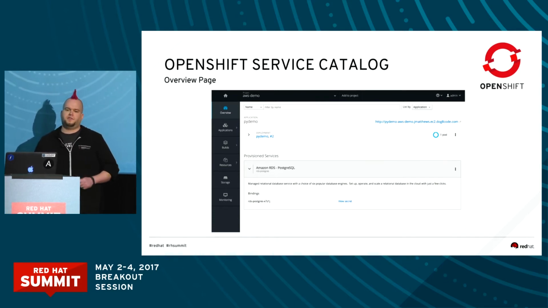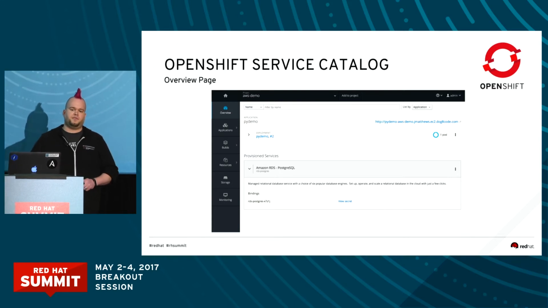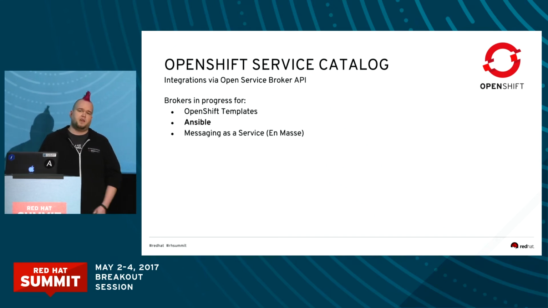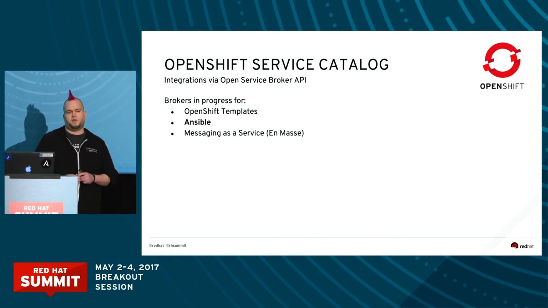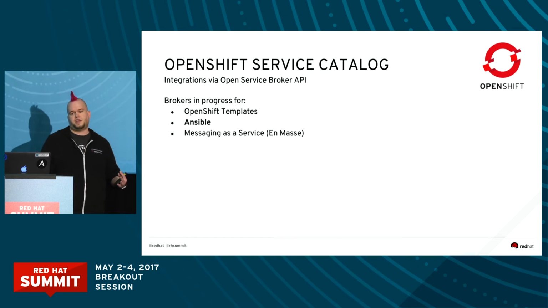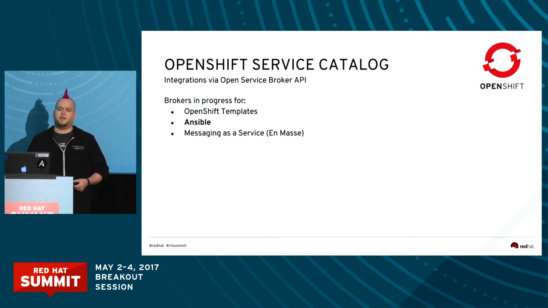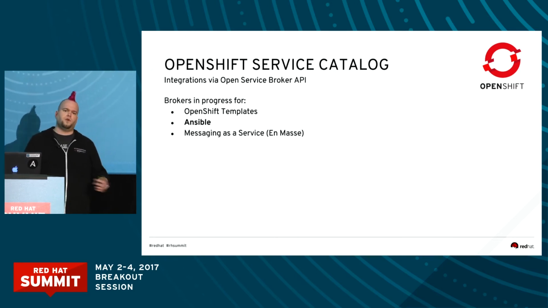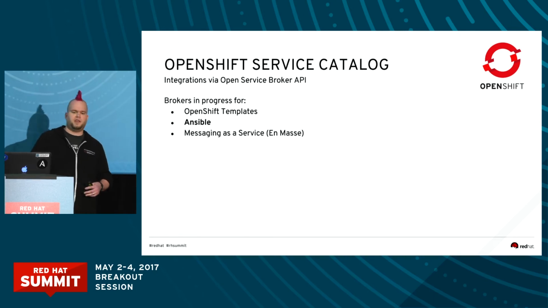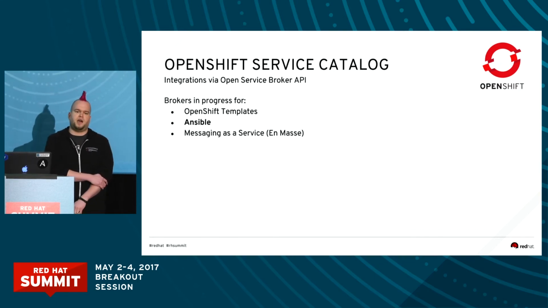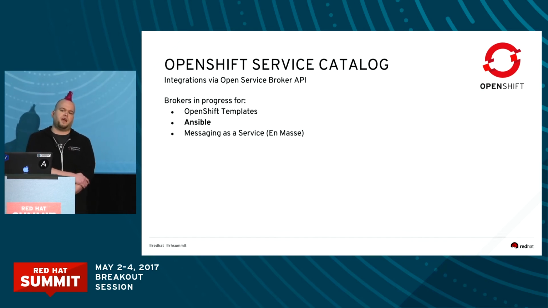The back-end pieces are numerous. We've got a lot of different integrations that we're doing. So we have brokers in progress for OpenShift templates, where you'll be able to point the template broker at a set of OpenShift projects and pull in those templates and expose them through the service catalog. We've also got an Ansible broker in progress, which I hear that Ansible is sort of popular these days. So we're going to talk a little bit more about that later in this presentation. John and Todd are going to do a deep dive on that. And then we've also got a messaging as a service broker that uses the EnMasse provisioning API to provide message queues, topics, and message routers as services.